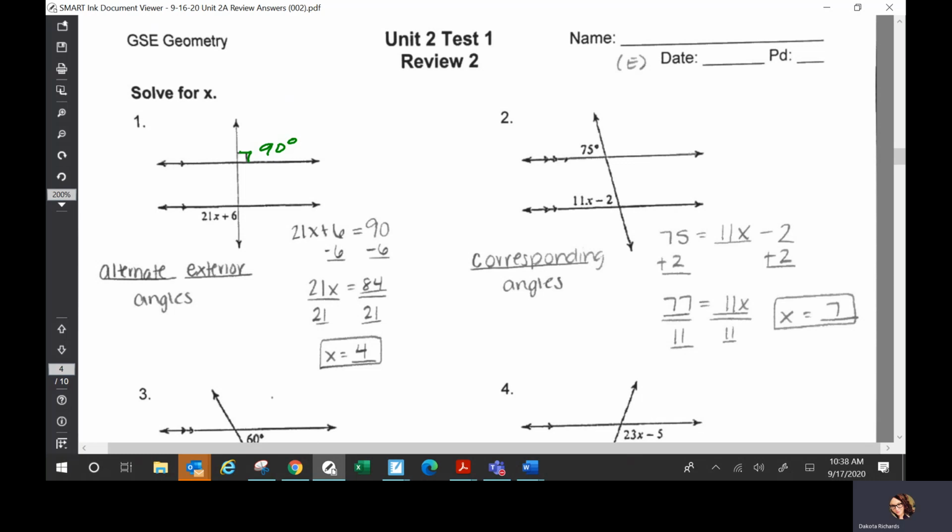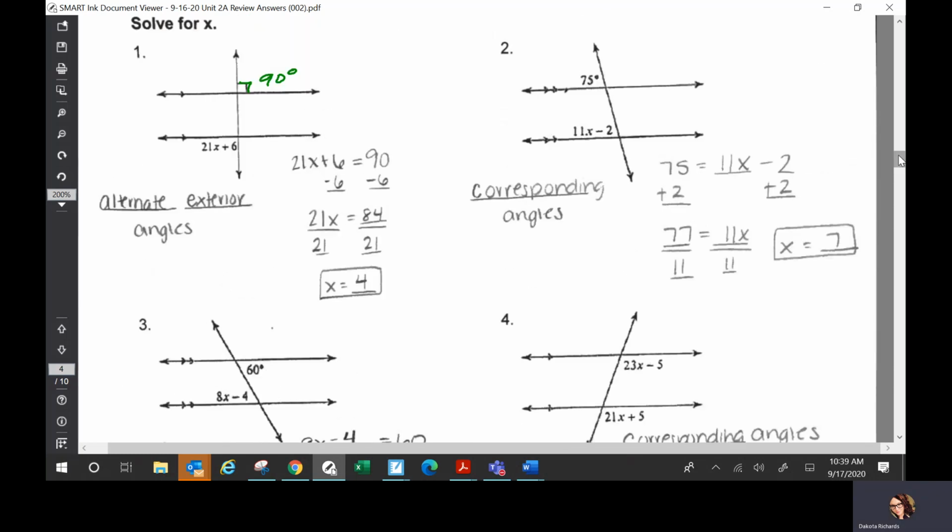Number 2, those are corresponding. Corresponding angles are congruent, so you set them equal to each other. Solve for x. You get x is 7. Questions?